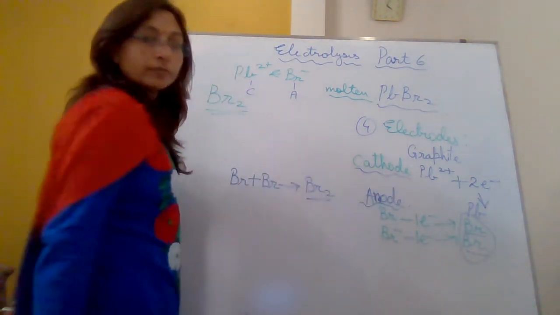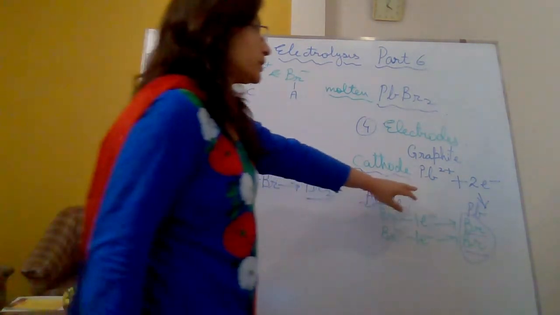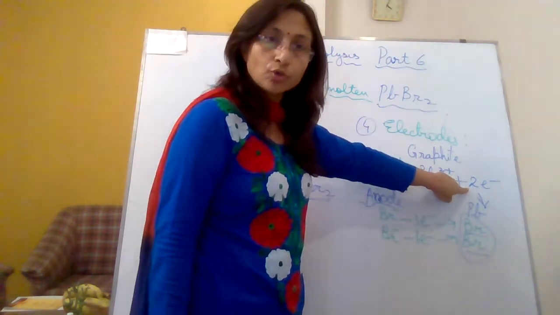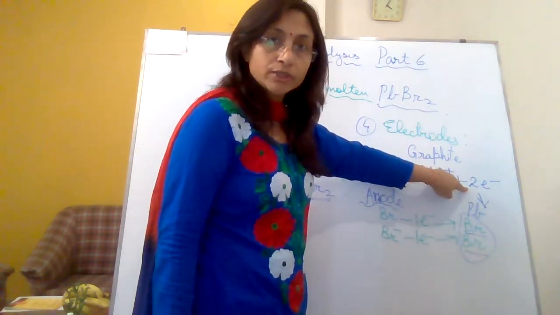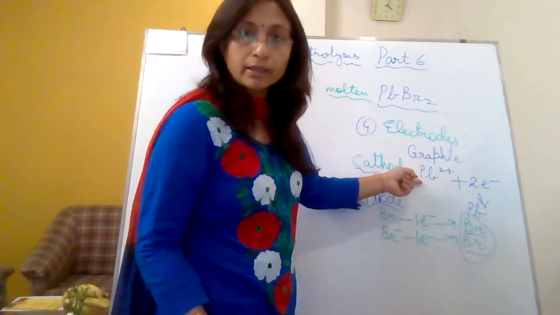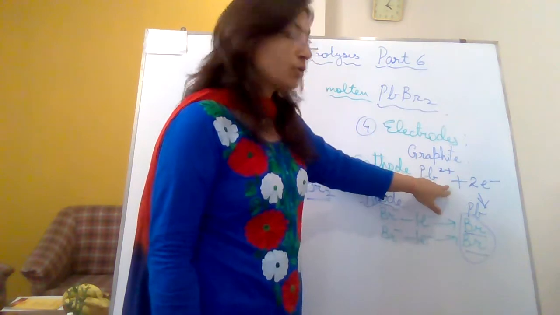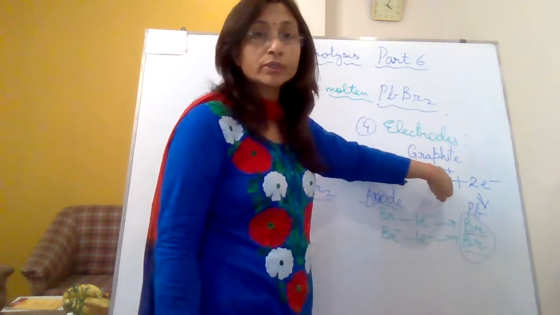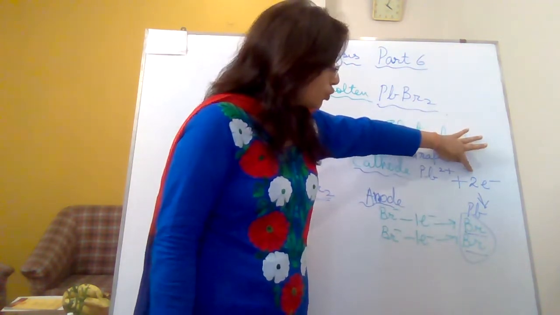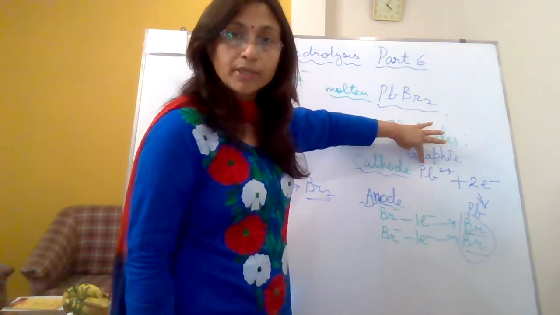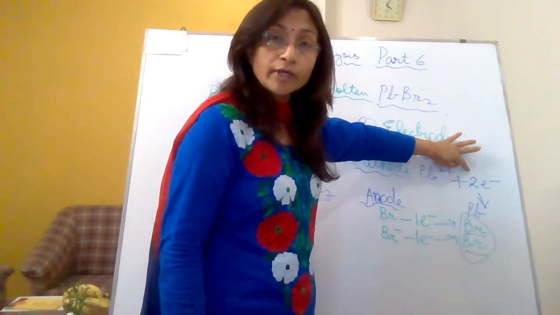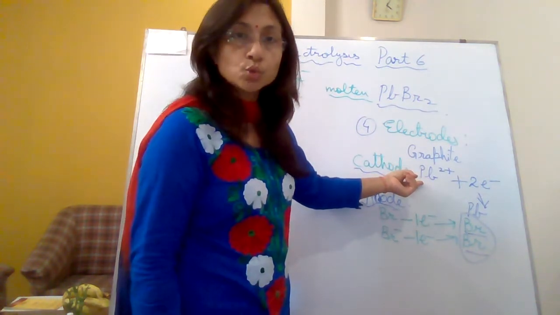On the cathode we are seeing that the cation, which is lead in this case, is gaining 2 electrons. Now again a question: this lead which is gaining 2 electrons, is undergoing which reaction? Reduction reaction. What is reduction? The addition of electrons. So these 2 electrons being added to the lead ion, where are they coming from? From where did the lead ion get these 2 electrons?